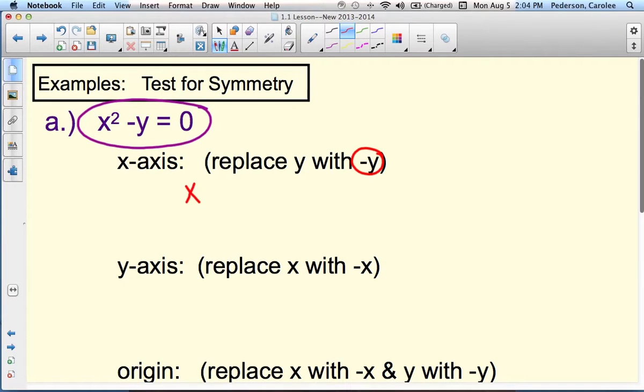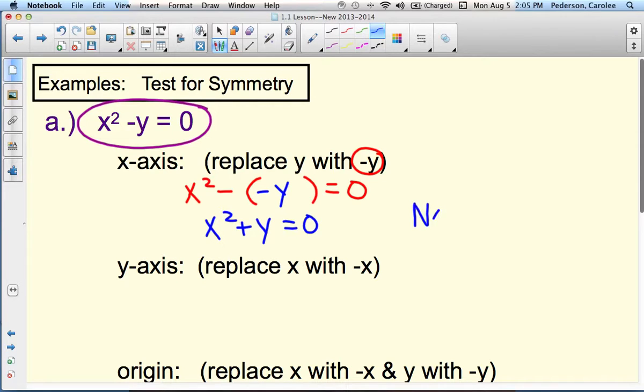So we say x squared minus, and now replace that y with a -y. Now let's simplify it. Well, we have a negative and a negative next to each other, so that becomes a plus. Now look at the blue and the purple equation. Are they exactly the same? No, they're not. So you do not have symmetry with the x-axis.